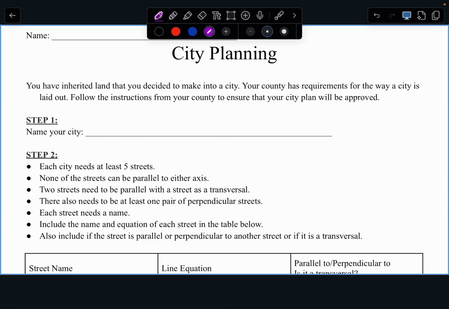Okay. On the front page for city planning, please put your name on top, because I'm tired of you guys turning stuff in without names. So go ahead and put your name on top and put those phones away. Gabe.